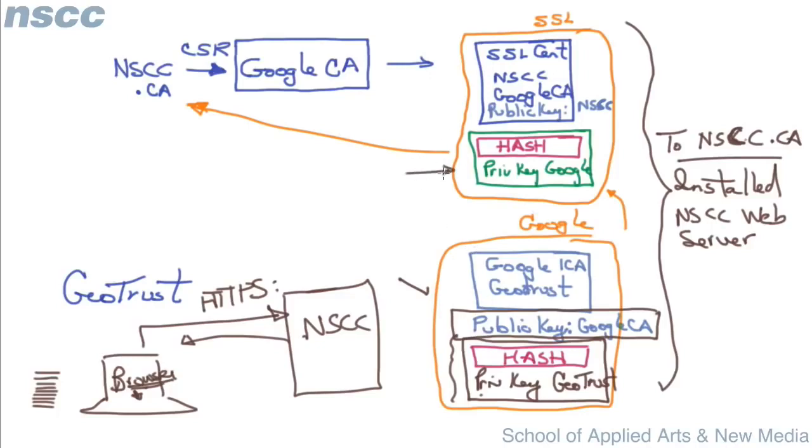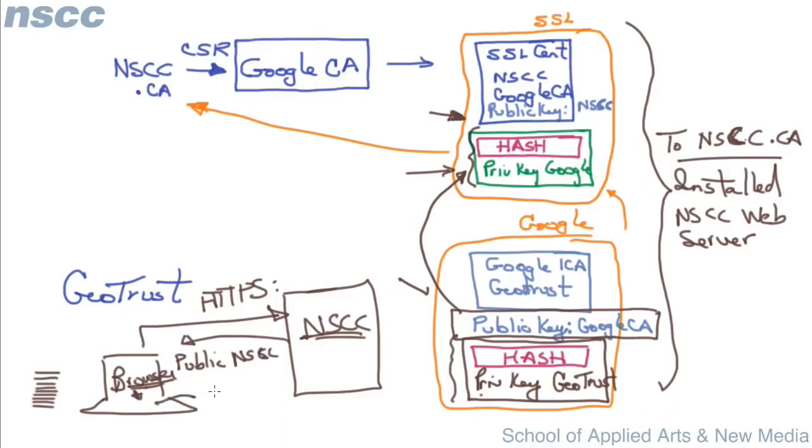Now it looks at the SSL certificate that comes back from NSCC. It uses the public key down here to decrypt this hash. It checks that the certificate was not altered, and it says, okay, well, Google has signed this SSL certificate. Since I trust the root CA GeoTrust, and since GeoTrust trusts Google, and Google trusts this certificate, therefore this browser accepts the certificate from NSCC, and it gets the public key from NSCC.